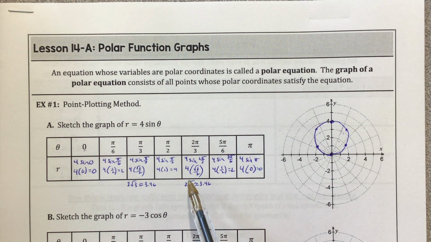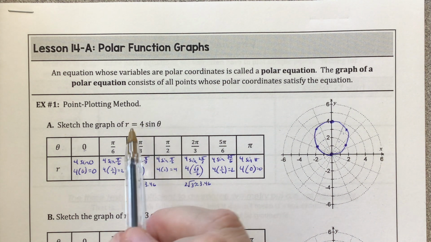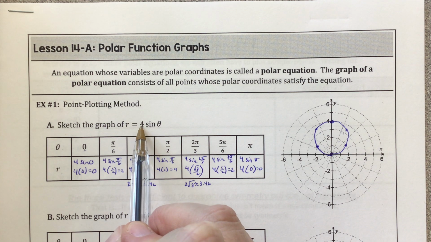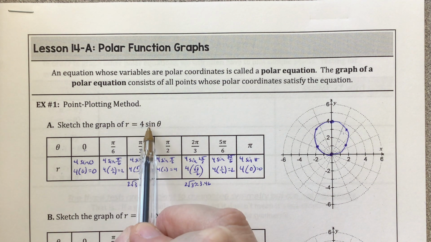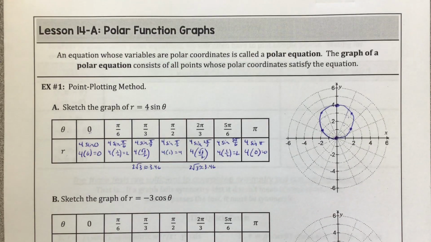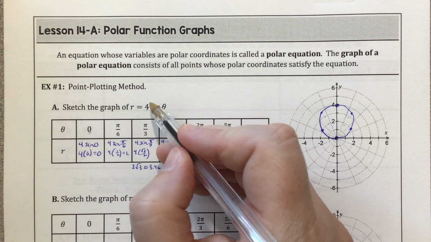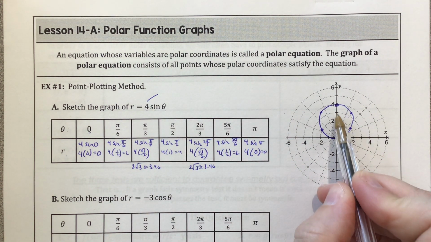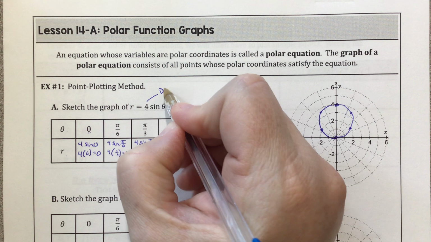So we're not going to point plot normally when we have a circle. A circle results when we have an equation that looks like r equals a constant times sine theta, or r equals a constant times cosine theta. These are both circles. This r value, 4, notice the diameter of my circle, 1, 2, 3, 4. That measure is the diameter.